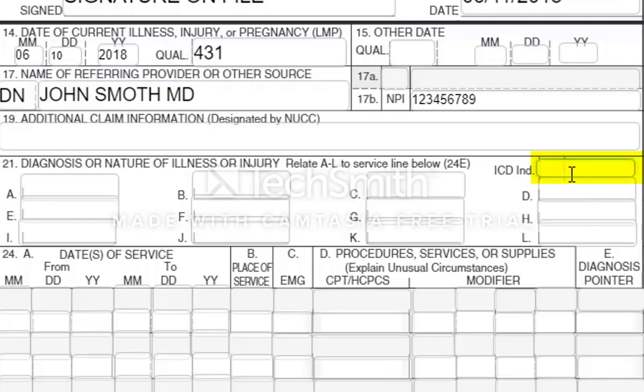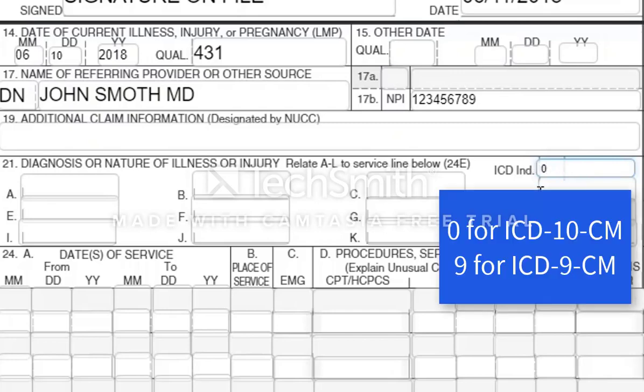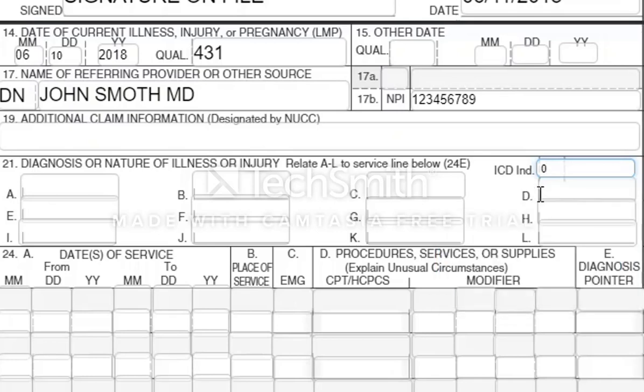This is to indicate which version of ICD we're using. If you're using ICD-10, you're going to put a 0 in there. If you're using ICD-9, which nobody should be at this point, it went obsolete October 1st, 2015, then you'll put a 9. Okay, so almost everybody is going to be putting that 0 there. Not an O, a 0.